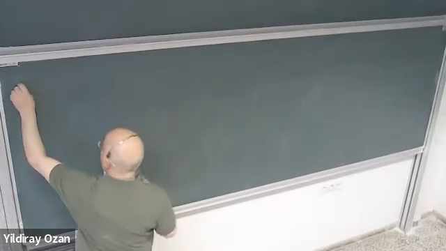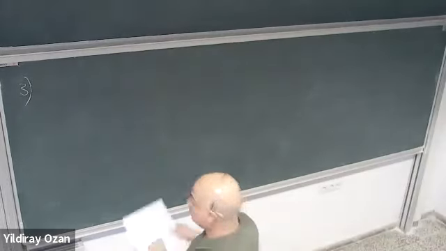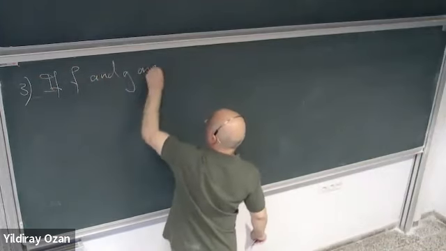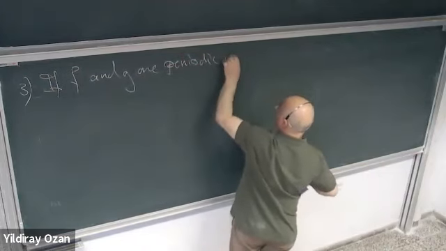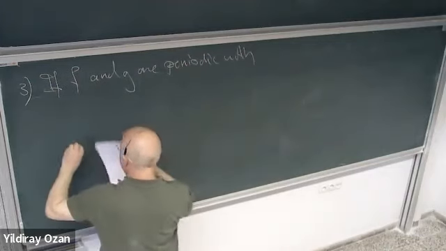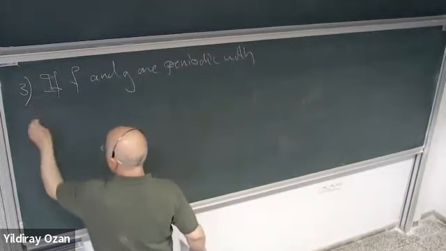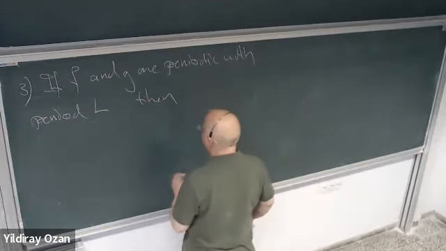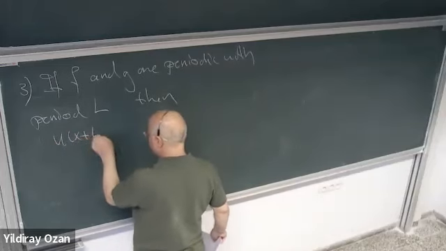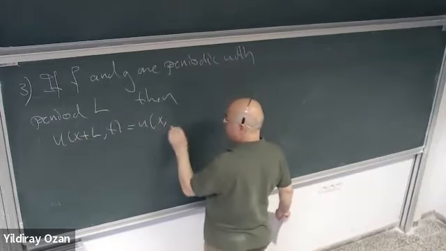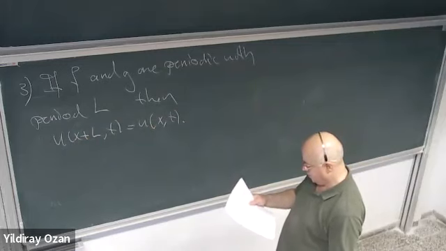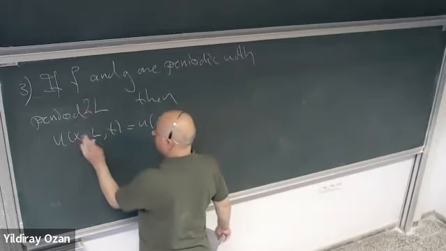Third remark is that, so we had remark one, two, and three. If f and g are periodic with period L, then u is periodic with period L, but in the x variable. So u of x plus L, t equals u of x, t. Pardon, I'll write 2L.